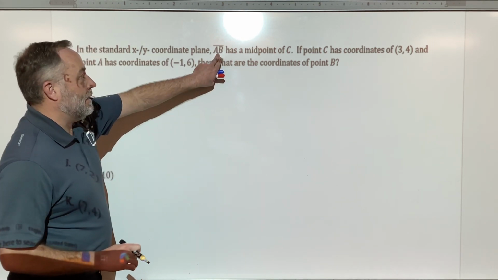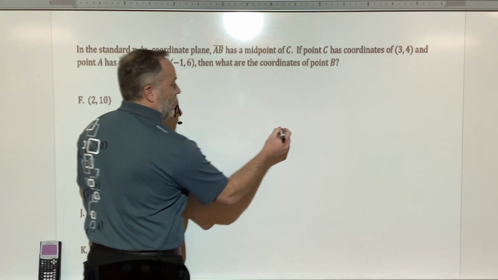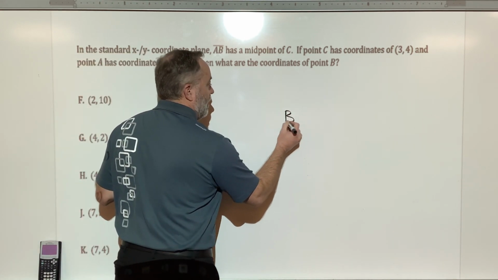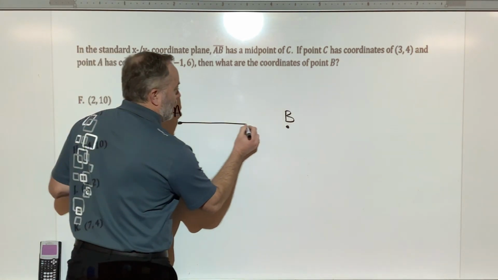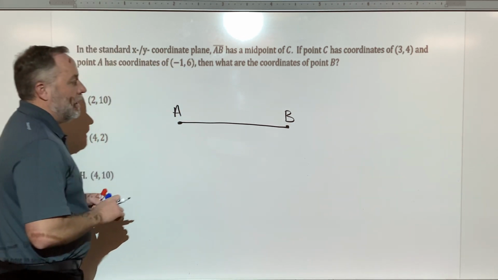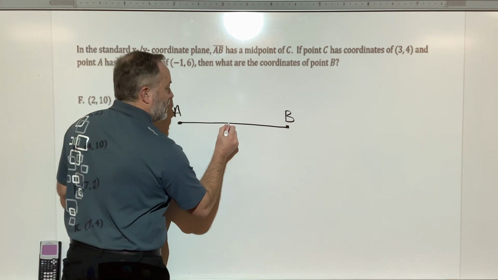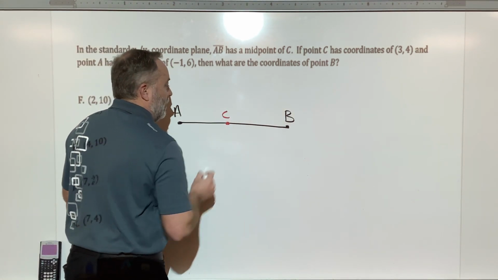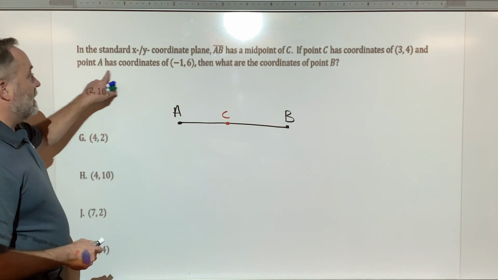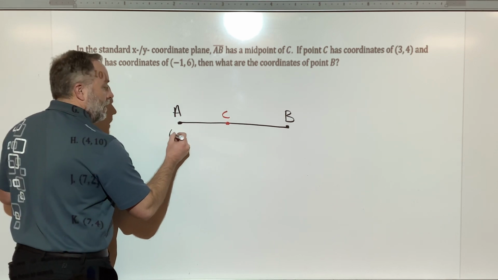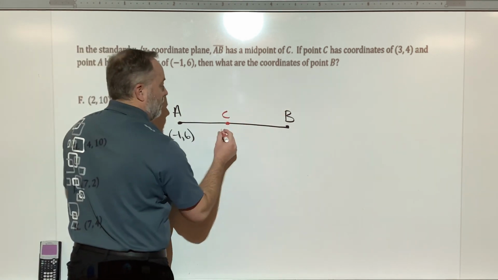So this tells us that there's a line AB. So from point A to point B, don't worry about really what it looks like in terms of slope. Just get a line drawn, A to B. That's our line. And we know that in the middle, the midpoint, is point C. So that would be point C. Okay, and we're also told that the coordinates of A are -1, 6. And the coordinates of C are 3, 4.